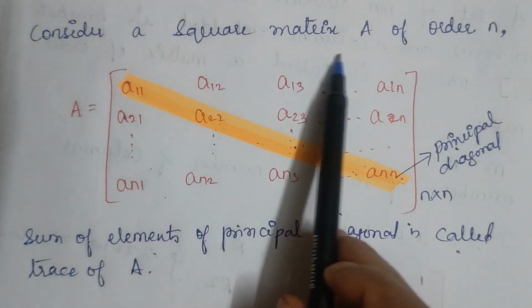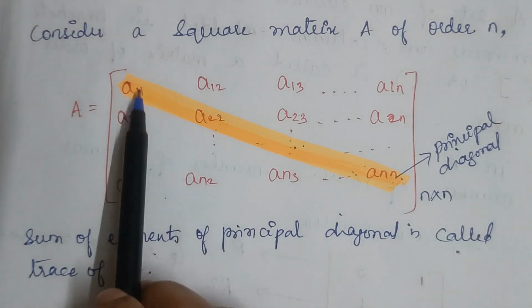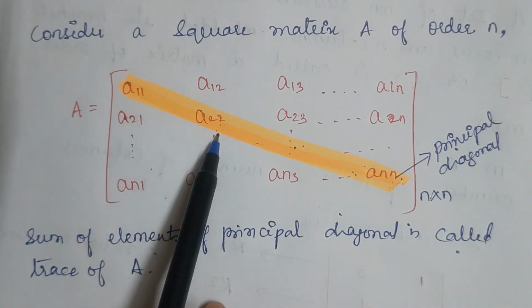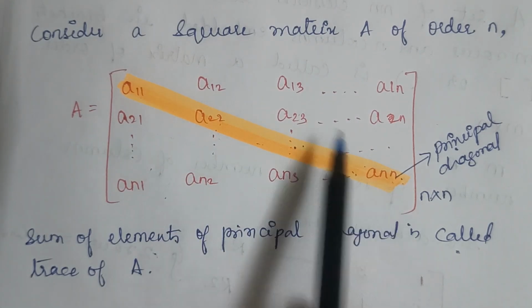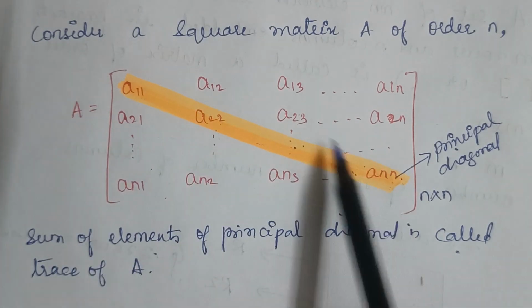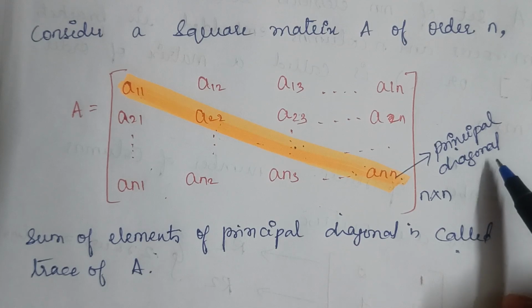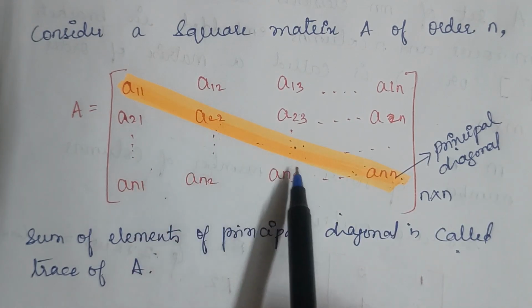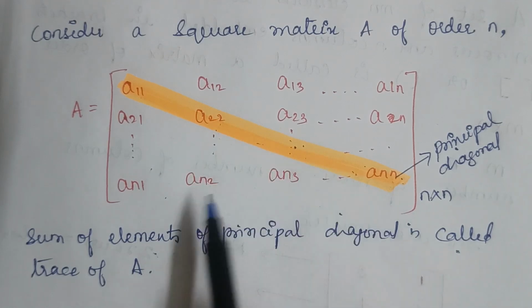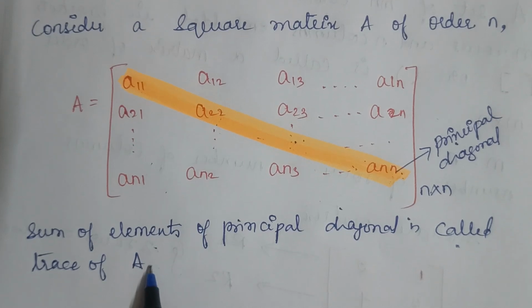Here let us consider a square matrix A of order n. So the order is n by n. Here you can see A11, A22, A33, A44 and so on till Ann. This diagonal in a square matrix, A11, A22, A33, is called the principal diagonal. If you add up all the principal diagonal elements, it is called the trace of A. I hope you understood this much, and we will see now what is upper and lower triangular matrix.